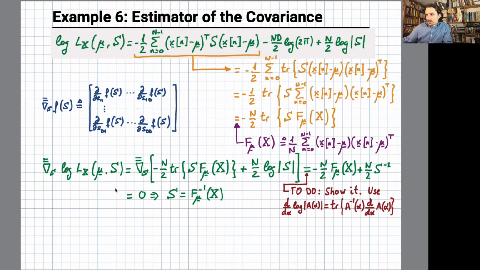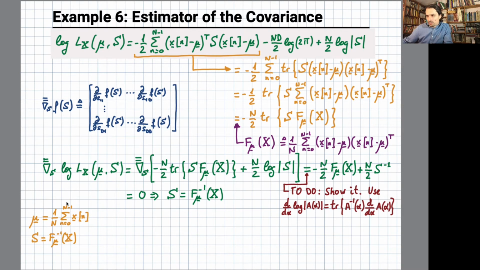So to find the optimum S, we need to set this equal to the zero matrix, and just solving for S yields that S must equal the inverse of F mu. However, this doesn't directly provide us with the optimum S as before, right? Because this F depends on mu. So what we need to do is to put together what we know.